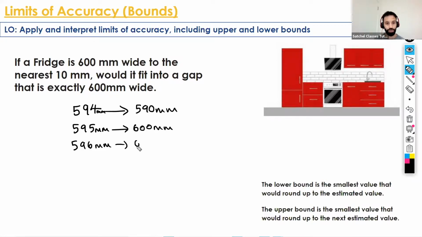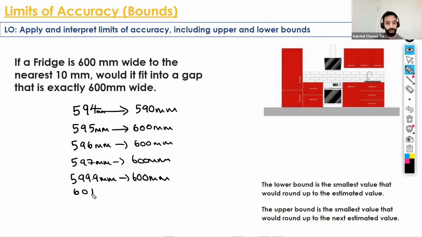Again, that would round to 600. And if we had, say, 597, that would also round to 600 millimeters. And if we had, say, 599.9 millimeters, that again to the nearest 10 would be 600 millimeters. If we even had, say, 604 millimeters, again to the nearest 10, that's going to be 600 millimeters. And if we had 604.9999 recurring, that again would round to the nearest 10 to 600 millimeters.